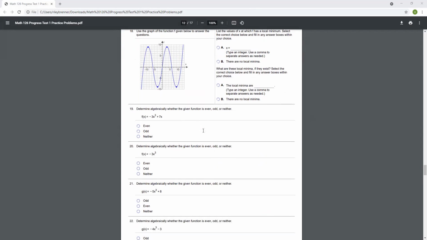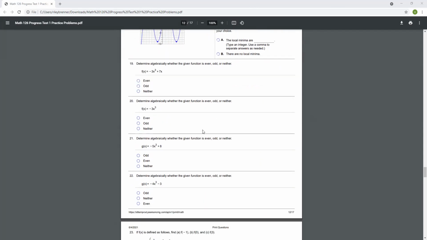We talked about these where it's asking if the given function is even, odd, or neither. Again, I just like to think about it in that process with starting with f of -x, comparing, and then doing -f of x and comparing.